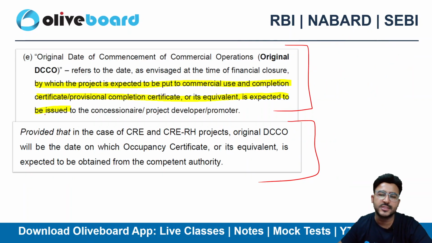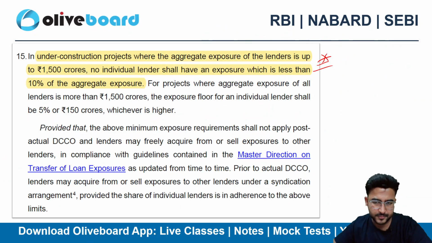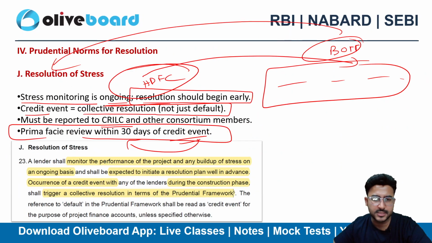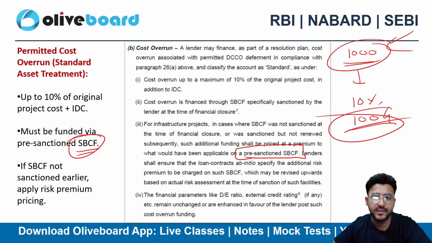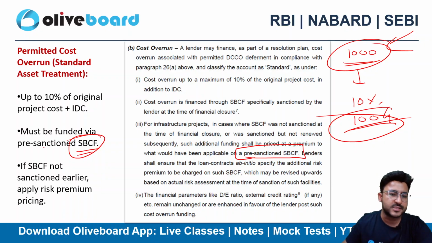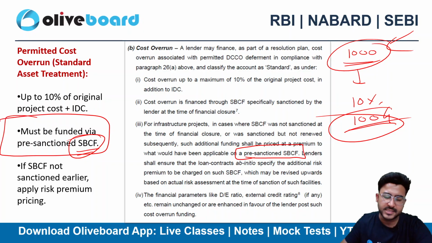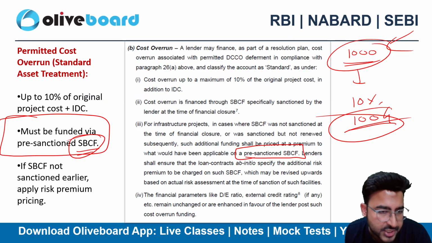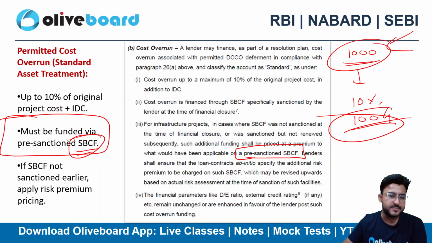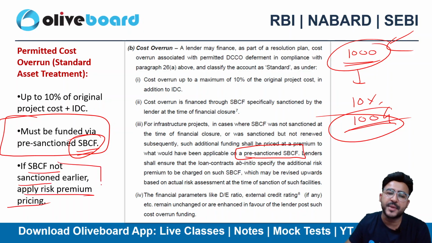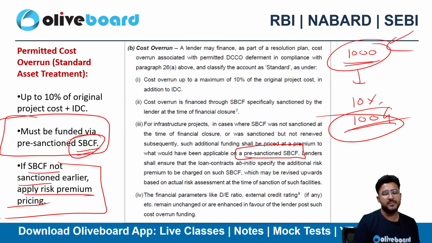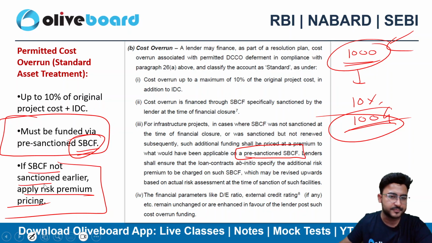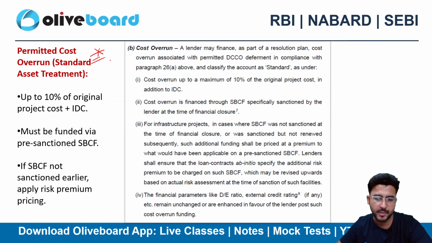We need that because sometimes cost can overrun, right? In this particular case also cost is overrunning. So that's why we need it sometimes. So must be funded via the pre-sanctioned SBCF. No issue at all. We have already pre-sanctioned SBCF in place. If SBCF is not sanctioned, let's suppose we don't have it, apply the risk premium pricing. So there is a particular risk premium model that the bank needs to apply. Again, you need to remember this thing. Please do remember this, right?